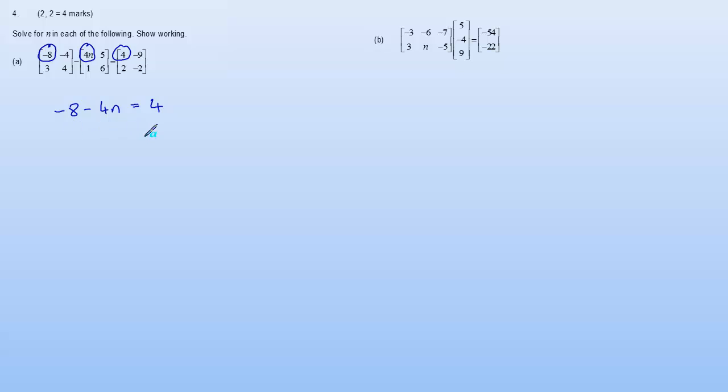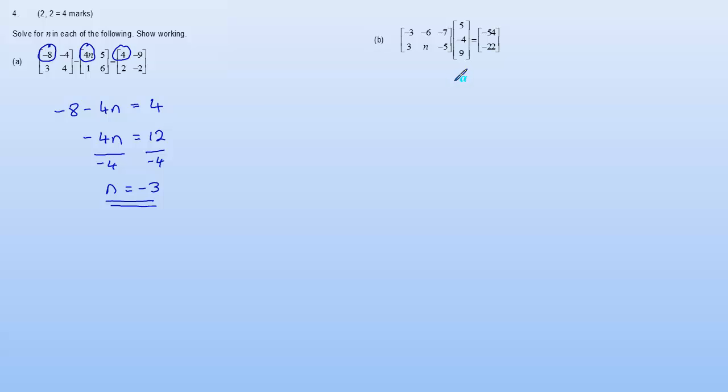If we now add 8 to both sides of this equation, we get -4n is 4 plus 8, which is 12. Divide both sides by -4, and we'll end up with n is equal to 12 divided by -4, which is -3.